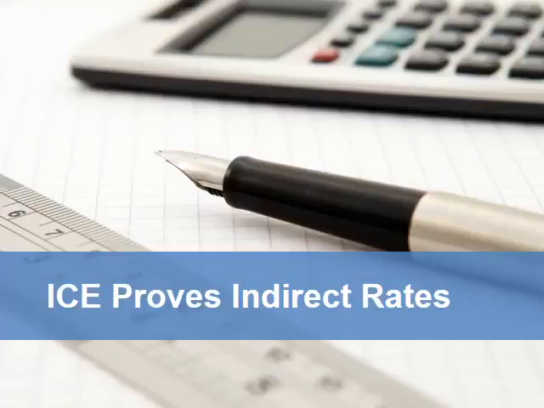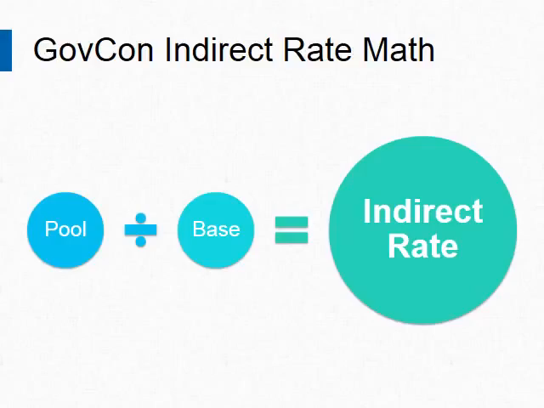So why are we doing the ICE anyway? Well, we're doing it because it proves what our indirect rates are. And we just have to be able to settle up with the government at some point. The other thing is sometimes you'll be told, oh, you don't need to do an ICE now. We'll wait till the end of the contract 5 years from now. Then you do one. Don't do that.